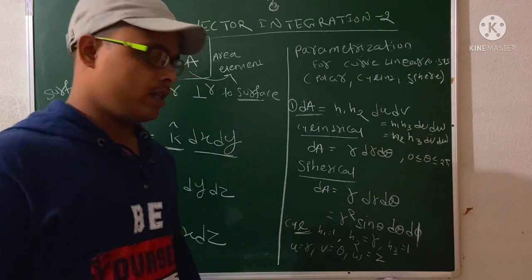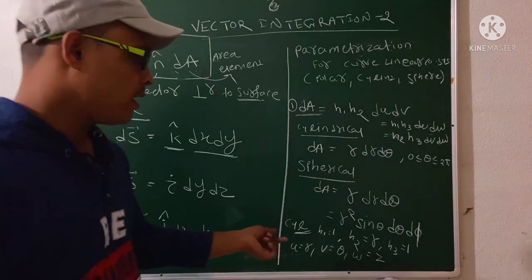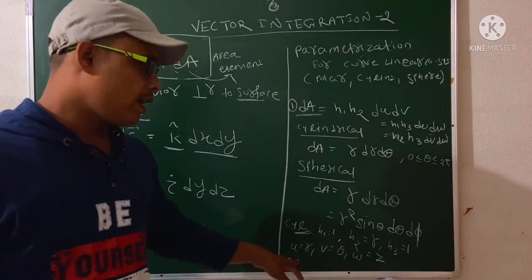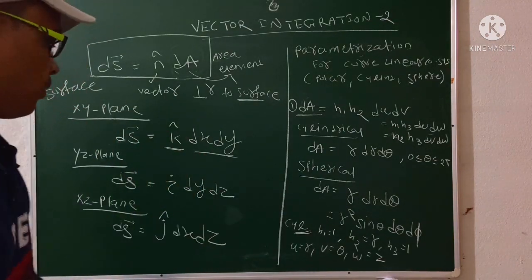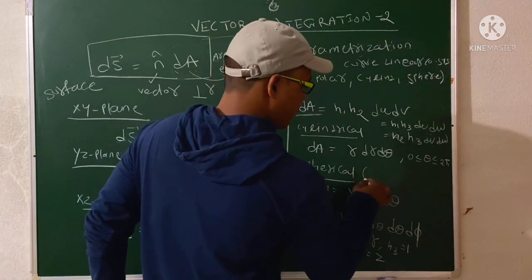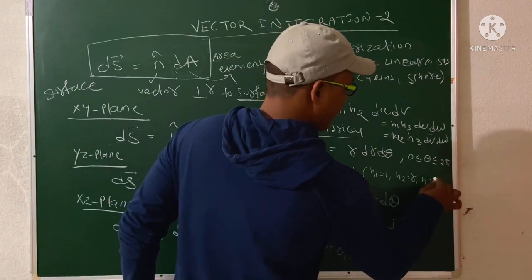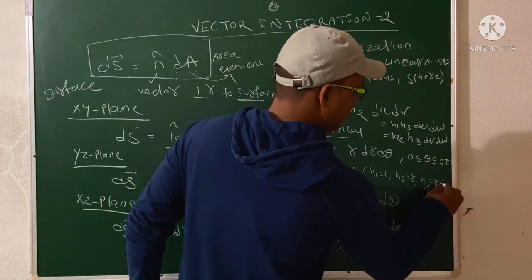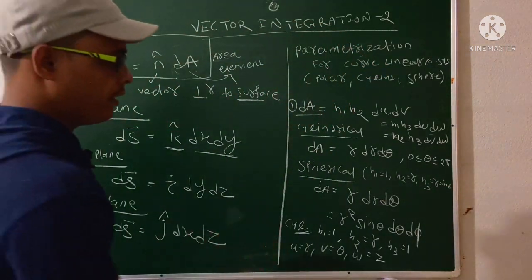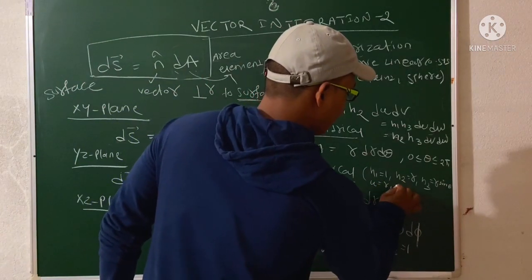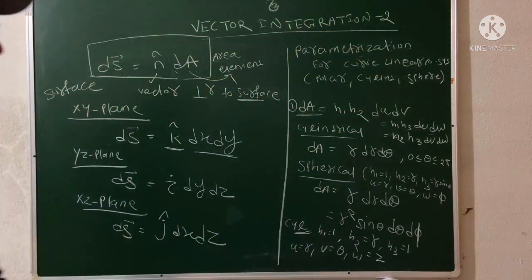h1, h2, h3 are the scale factors, and u, v, w are the parameters for cylindrical and spherical coordinate systems. For cylindrical, u is r, v is theta, and w is z. For spherical, h1 is 1, h2 is r, and h3 is r sin theta, and u is r, v is theta, and w is phi.